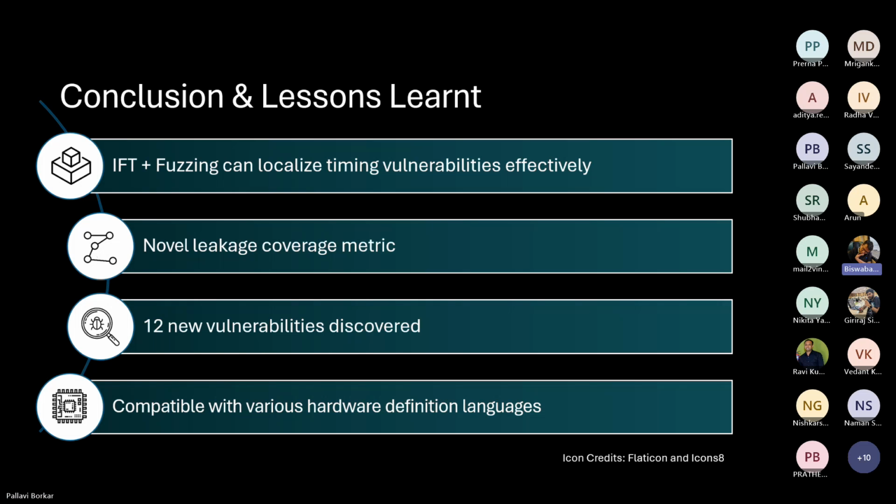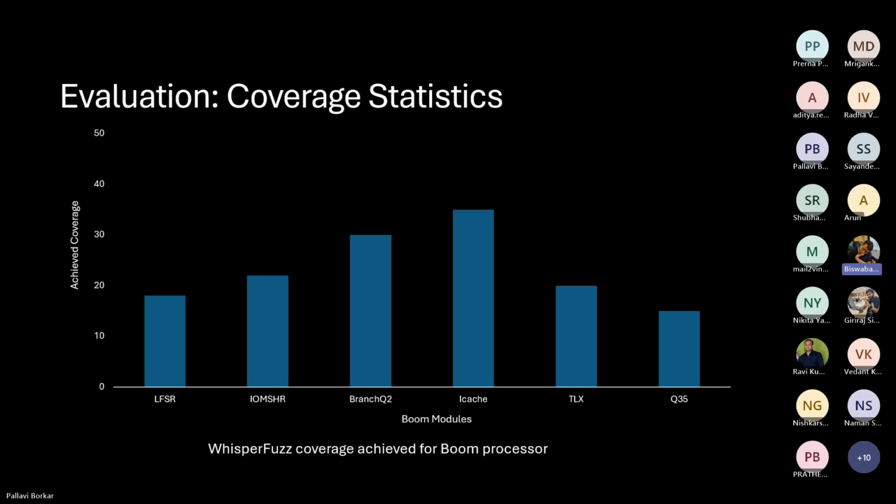Could you go back to previous slide number 38? Yeah, sure. Could you spell out what exactly you are showing here? In this case, I'm showing the amount of achieved coverage. For example, in the IOMSHR module, our coverage exceeds 20% of the various paths which are present in the graph of this module. So from all the paths which are present in the graph, we were able to cover more than 20% of these paths in just 3 iterations of our tool.